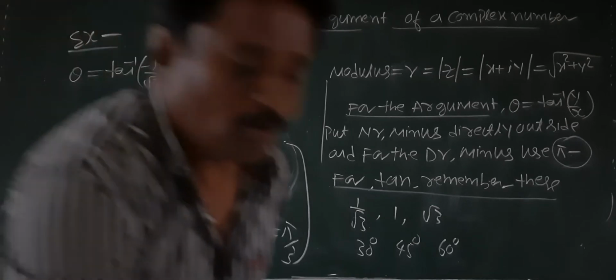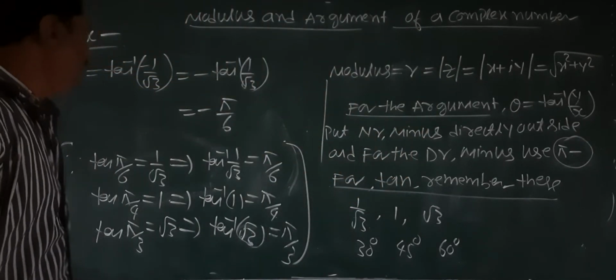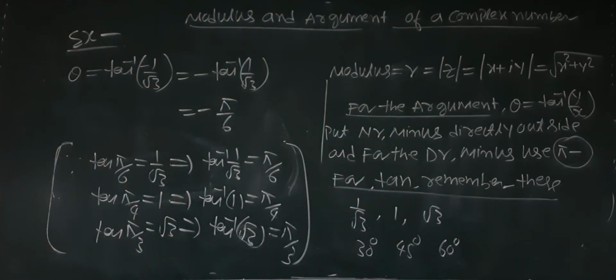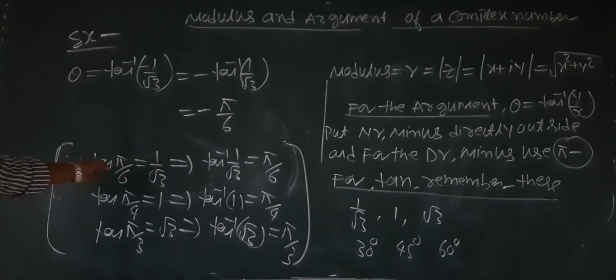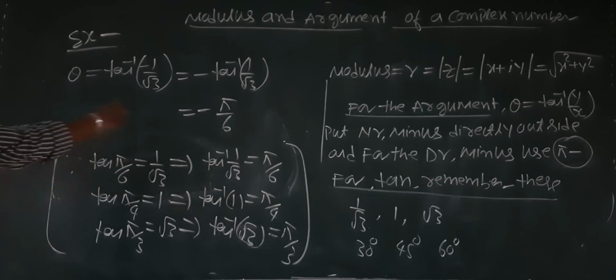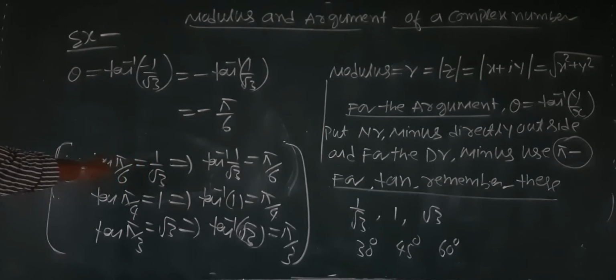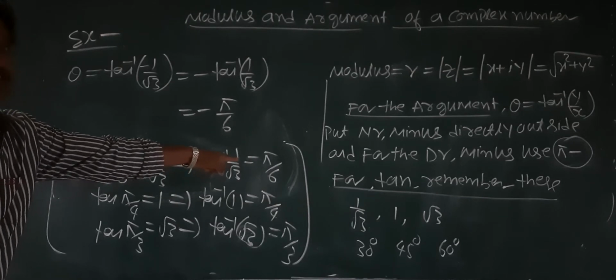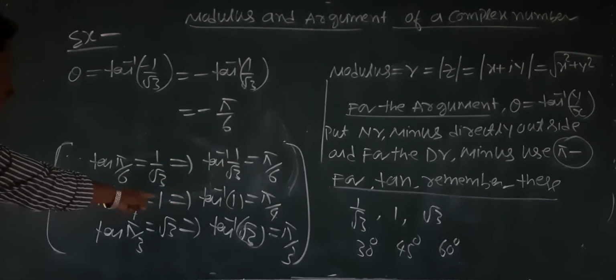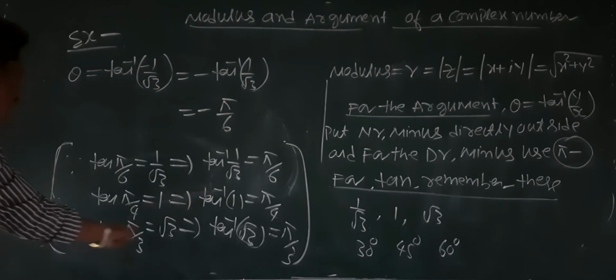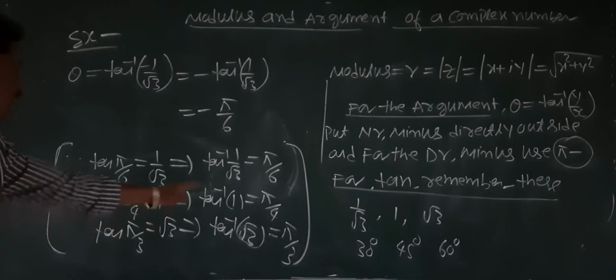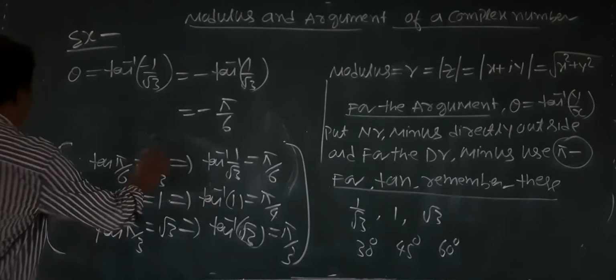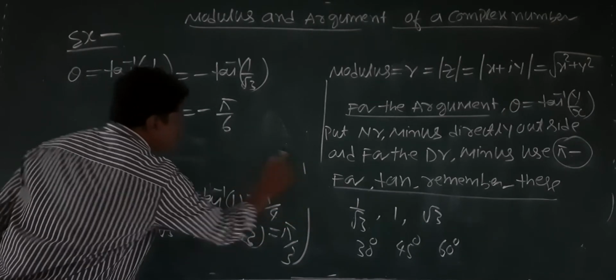I am going to give one more example, students. I hope you understood this. Tan 30 is 1 by root 3. If I send tan to the right side, it becomes tan inverse. Tan inverse 1 by root 3 is equal to pi by 6. That's what I have written there. Tan pi by 4 is 1, tan inverse 1 is pi by 4. Tan pi by 3 is root 3, tan inverse root 3 is pi by 3. I will write one more example.